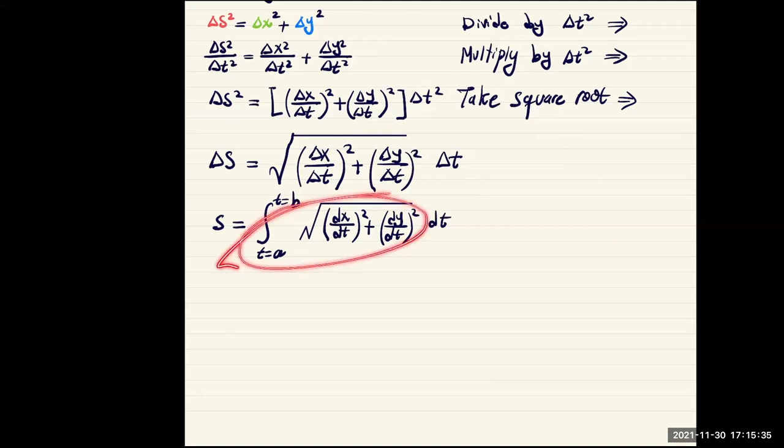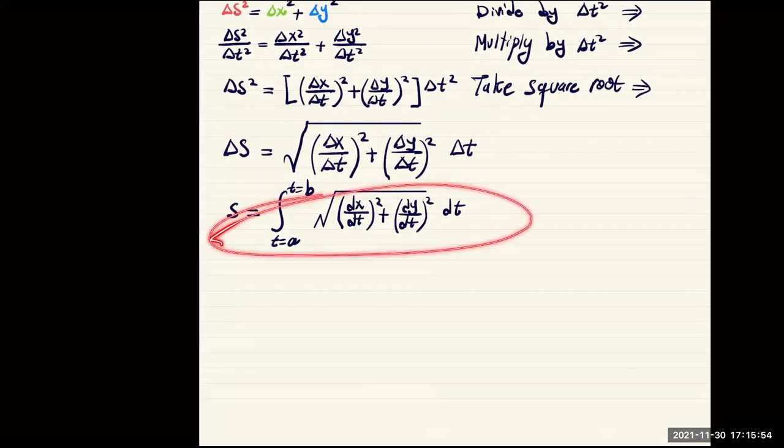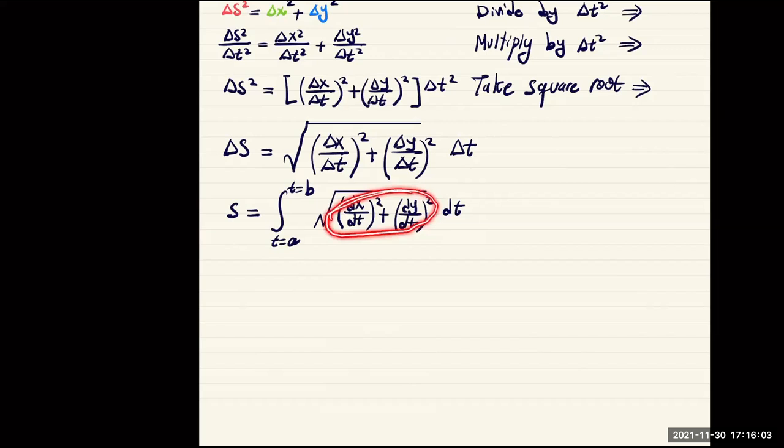So yeah, I skipped over writing the Riemann sum and then taking the limit of the Riemann sum. But integral means exactly that. It means you're adding up, you're summing up all of these delta s's. This is the formula for parametric arc length. And remember, guys, do you remember seeing that before?